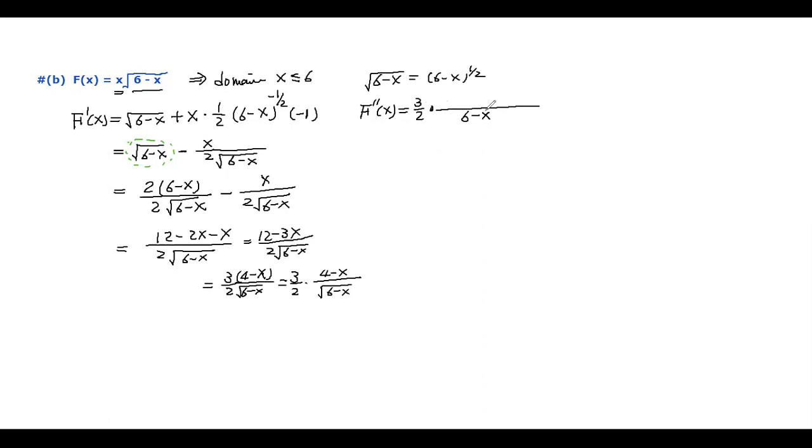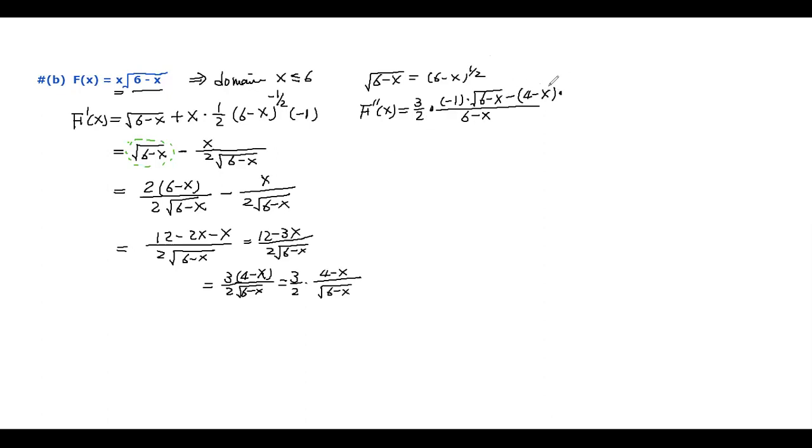Then the top is what? You take the derivative of the top, right? So 4 minus x, the derivative is negative 1. Then you times the bottom, so it's the square root of 6 minus x. Then minus, you hold the top, right? So the top here is 4 minus x. Then you take the derivative of the bottom.